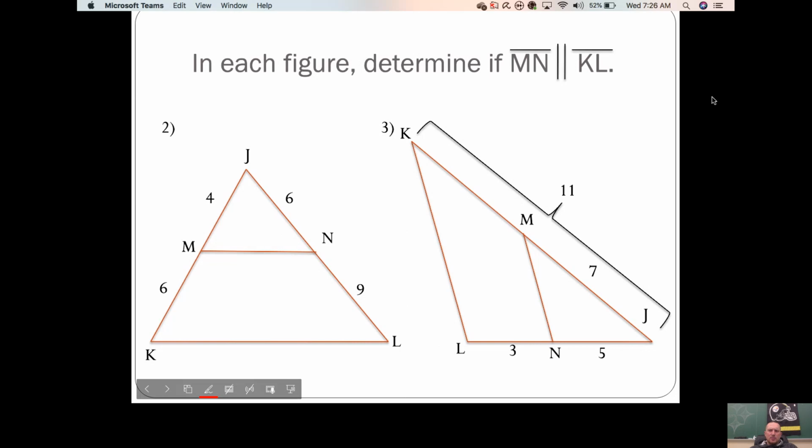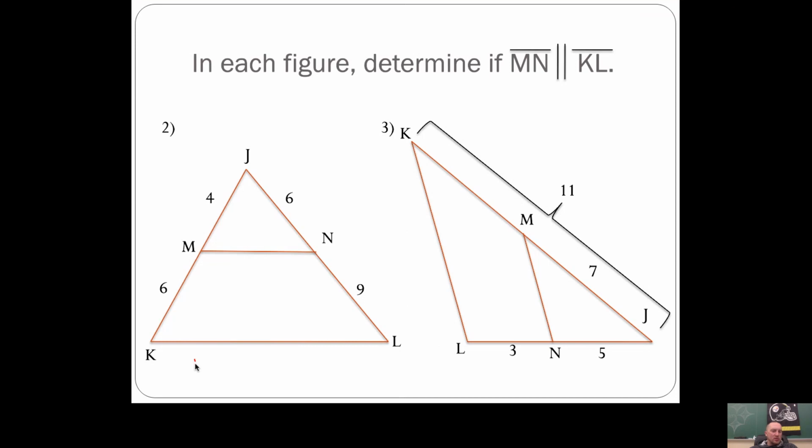Here's a couple other examples. Let's determine if segment MN is parallel to segment KL. So we need to check this ratio. 4 to 6, does that equal 6 to 9? 4/6 is 2/3, and so is 6/9. They equal the same thing. So yes, these are parallel by theorem 9.6.